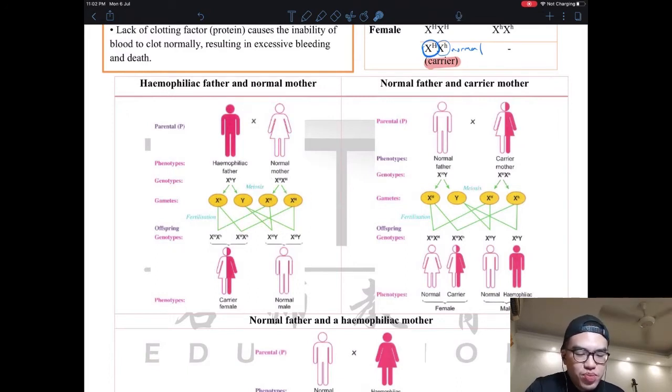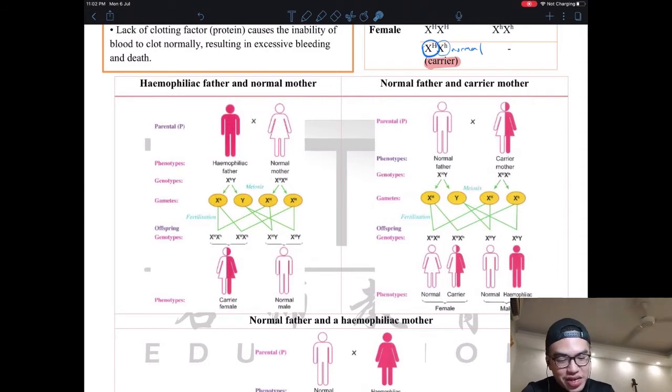So the first possibility is you have a carrier female and then a normal male. Which means if this couple were to get married and have children, if they give birth to a male, they don't need to worry because the male will be normal. If they give birth to a female, 100% she will be a carrier. That's why I said this thing runs in the family.